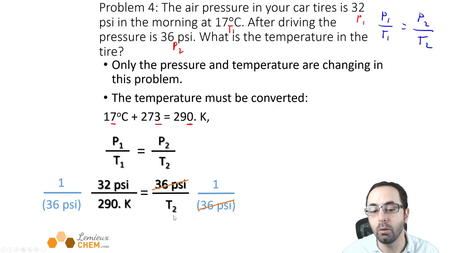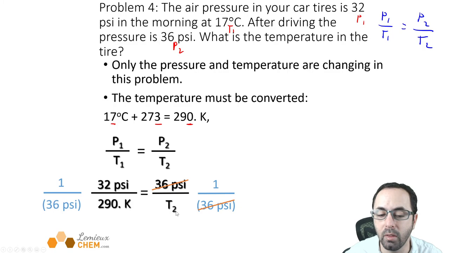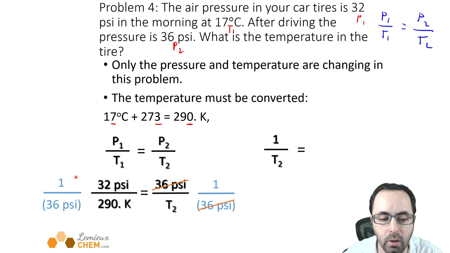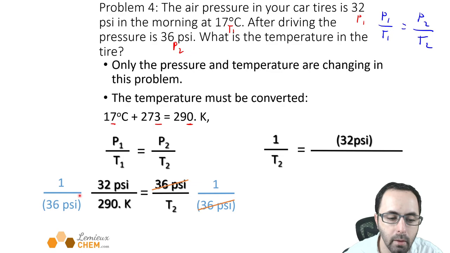T2 is on the bottom, okay? So you've got to be very careful there that you don't think that this is T2. This is 1 over T2. So that's what we're going to write right here. 1 over T2, okay? And what that equals is, on the top, 32 PSI times 1, that's just 32. And on the bottom, 36 PSI times 290 Kelvin right here.